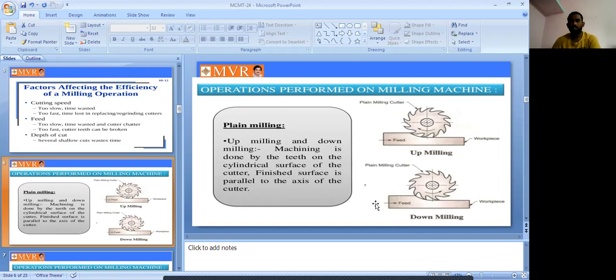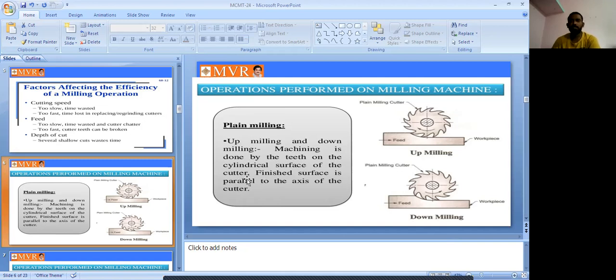Down milling is also the same. This is the feed, this is the workpiece, and this is the plain milling cutter. So up milling and down milling are the two differences. In up milling and down milling, the machining is done by the teeth on the cylindrical surface of the cutter.